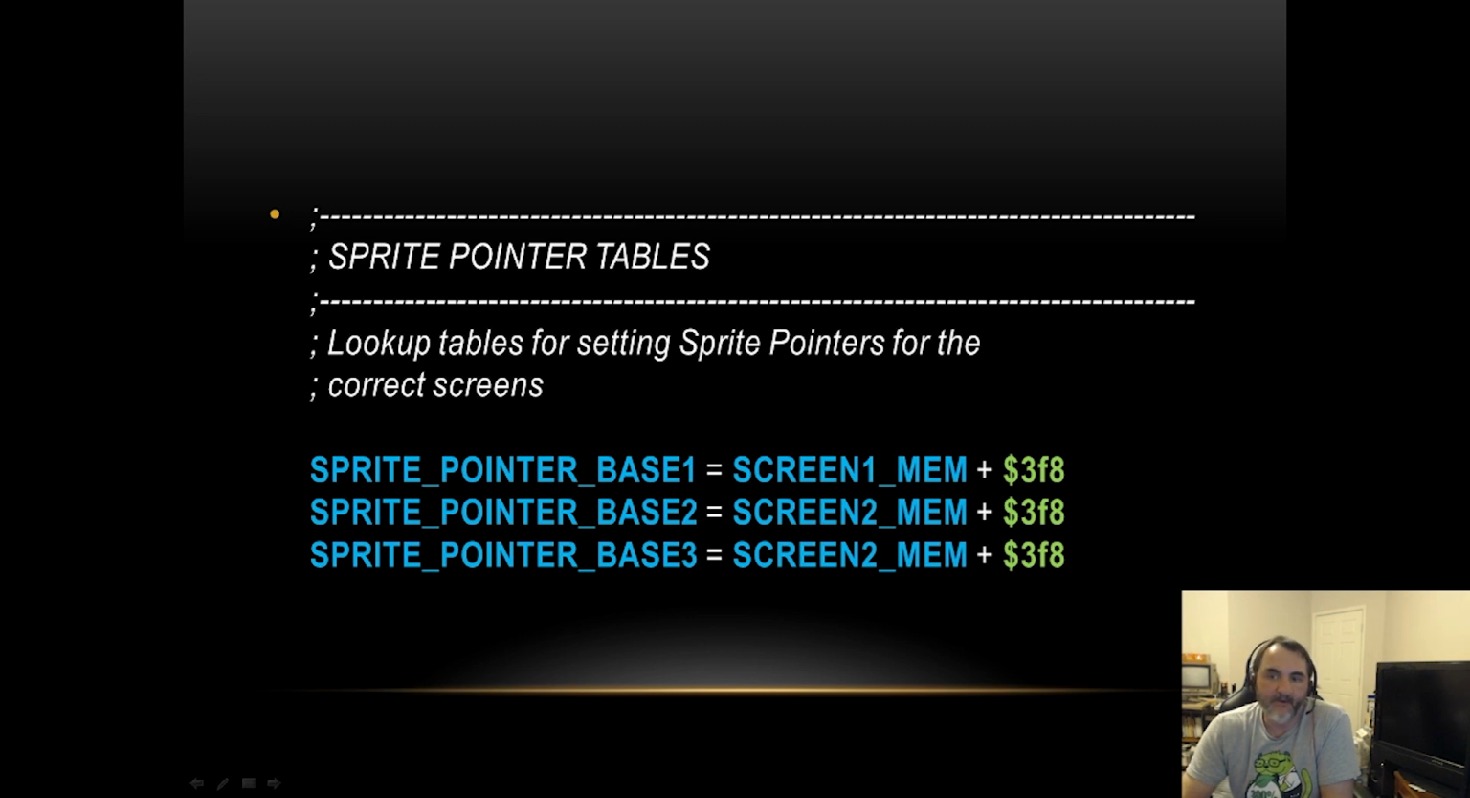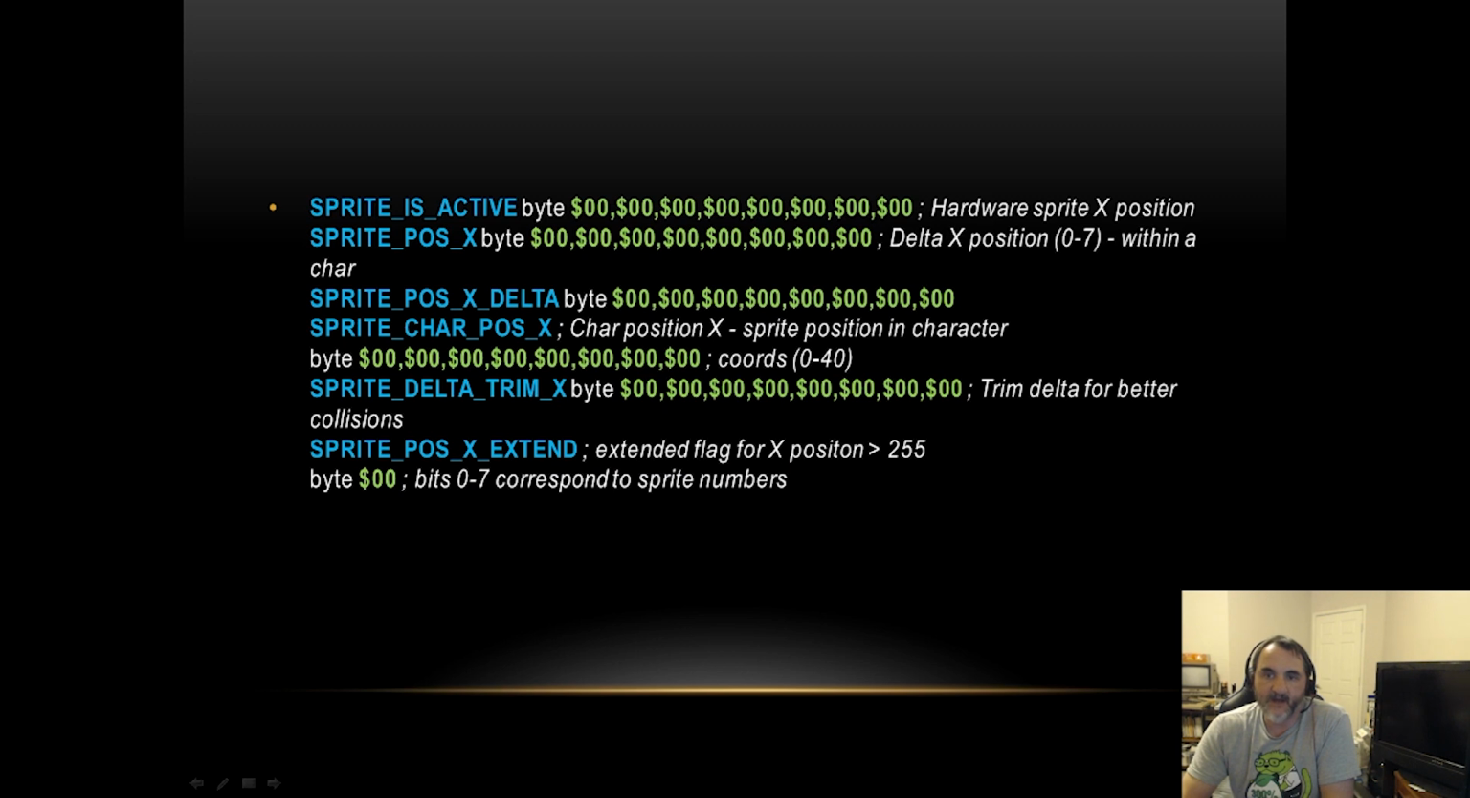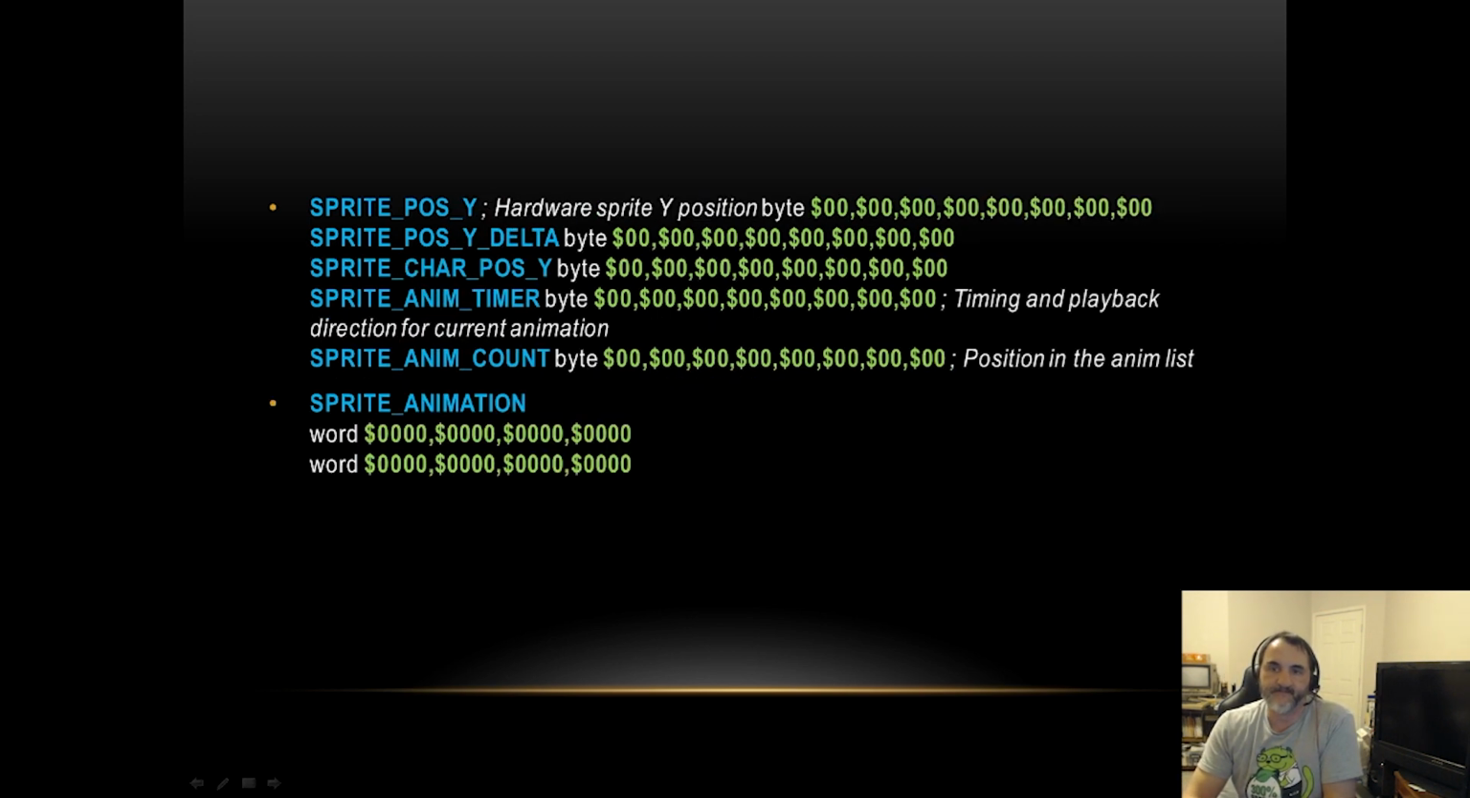Down here, now we just got the sprite tables data. And we have also got all the other sprite animation tables. The active tables are at the top here, and underneath that, we got the sprite position table data. And then we had the position X delta, char POS X deltas, sprite delta trim X, and sprite POS X extend. So these are all just being used to tell what's going on with those bits in the sprite.